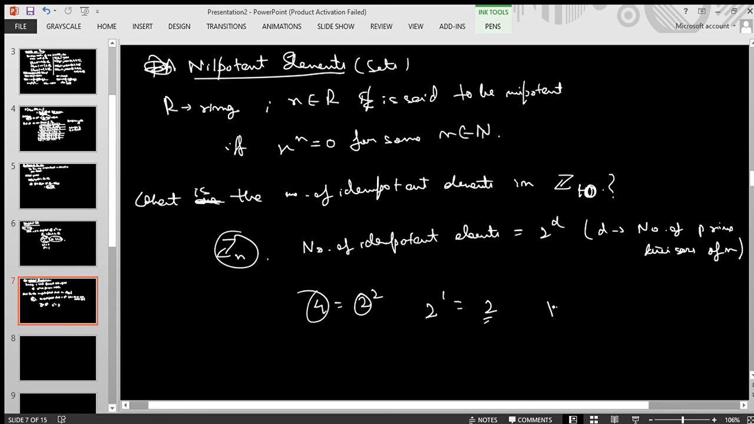Similarly 10 can be written as 2 into 5. So the number of idempotent elements in Z10 will be 2 to the power 2, that is 4. Is it clear? What are the number of idempotent elements? Is it clear?